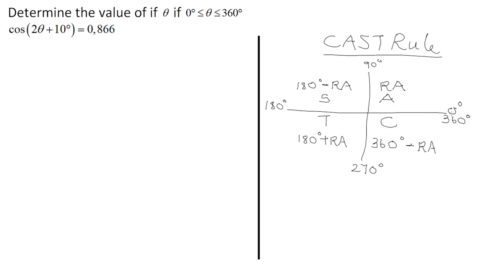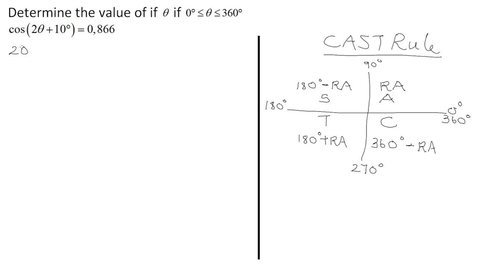We just keep this diagram in mind, and now I'm going to start solving that, and then I will engage with this diagram in order to find the values of theta. Cos of 2 theta plus 10 degrees is equal to 0.866. Step number 1, we need to find the reference angle 2 theta plus 10 degrees. How will we do that?